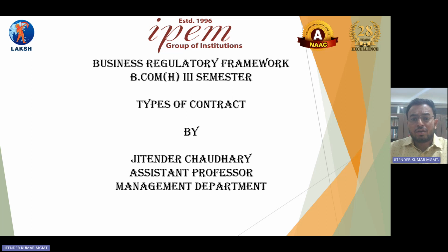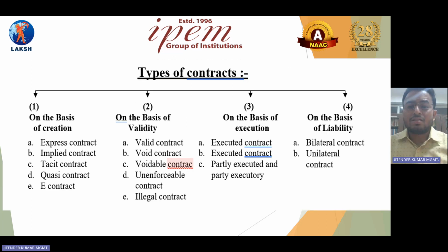Now we have different types of contract, classified on different bases. First is on the basis of creation, second on validity, then execution, and on the basis of liabilities. In creation, we have five contracts: express contract, implied contract, tacit contract, quasi-contract, and e-contract. On the basis of validity, we see valid contract, void contract, voidable contract, enforceable contract, and illegal contract. On the basis of execution, executed contract and executory contract, and we have partially executed and partially executory contract. And last is on the basis of liability, where we have the bilateral contract or the unilateral contract.